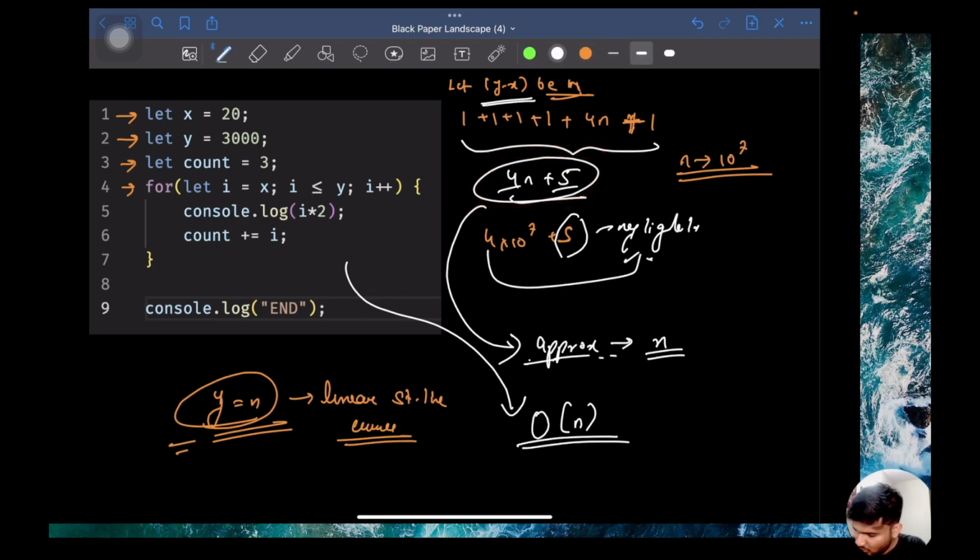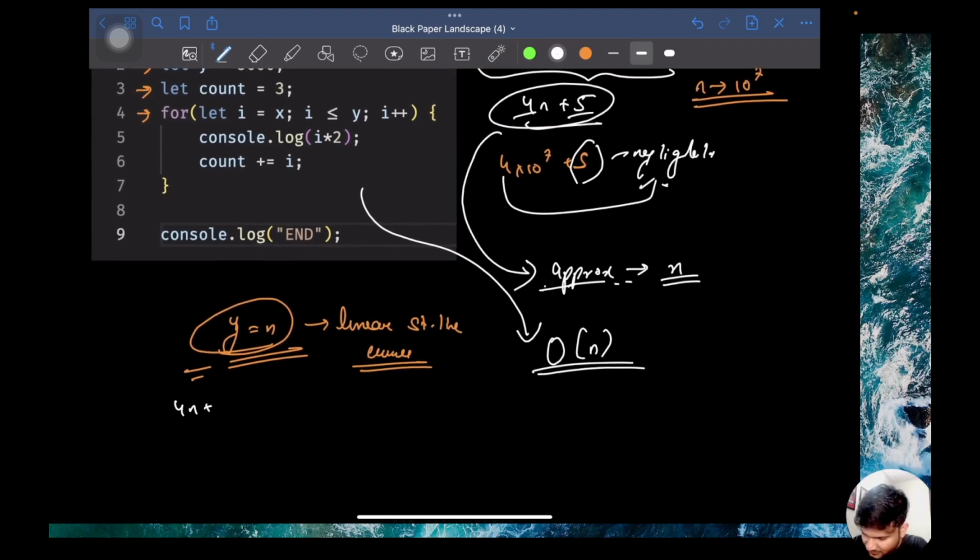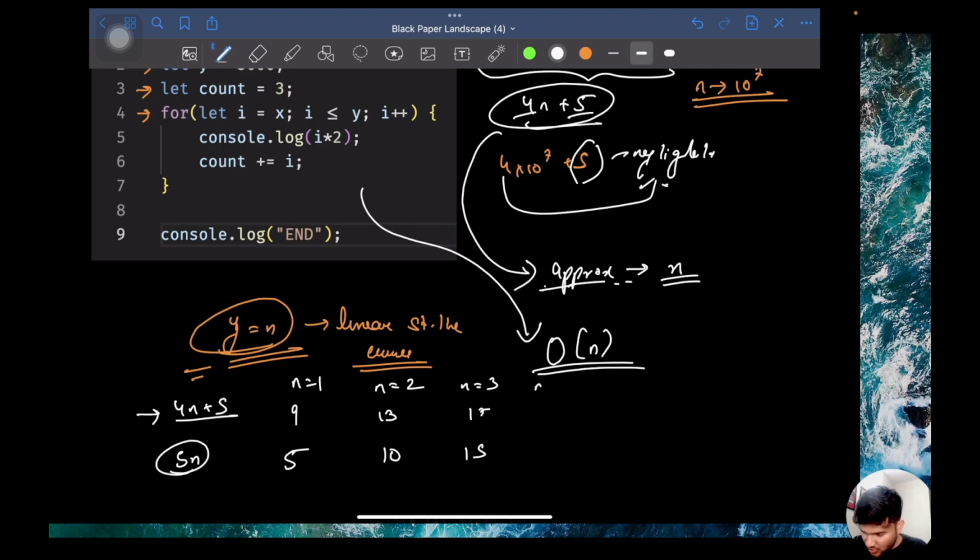Just think about it. You have 4n plus 5. Let's say I take something like 5n. For n equals 1, this value is what? 9. This value is 5. But for n equals, let's say, 2, this value becomes what? 8 plus 5 is 13. 5 into 2 is 10. For n equals 3, 4n plus 5 will become what? 4 into 3, 12. 12 plus 5 is 17. 5n will become 15. For n equals 4, this will become 16 plus 5, 21.